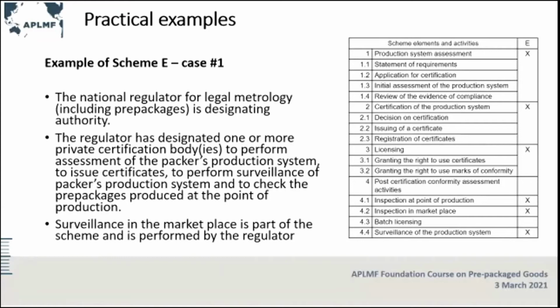So it means that the government can ask the private certification body to do everything from issuing the certificate to the surveillance of the production system, and also to check whether the product still meets the requirement at the point of production. So this is done by the private bodies, and the government still has the role of doing the surveillance in the marketplace as part of the scheme, and it is also performed by the regulator. It is performed by the government itself.